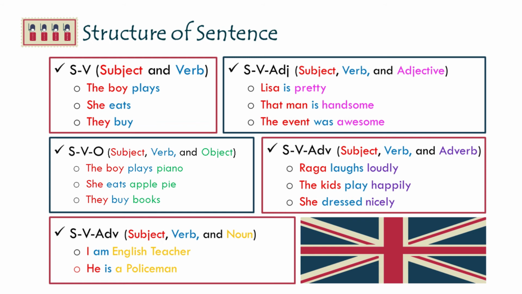And now for the subject, verb, and adverb. The example is she dressed nicely. She as the subject, dressed as the verb, and nicely as the adverb. And last, subject, verb, and noun. For example, he is a policeman. He as the subject, is as the verb, and a policeman as the noun.